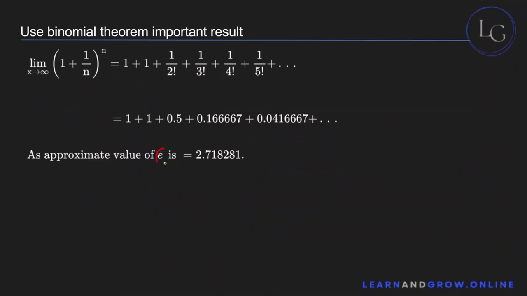E, which is 2.718281, so forth and so forth. So the approximate value of this is E, and that's how we've proven that 1 plus 1 by n to the power n as n approaches infinity is equal to E.